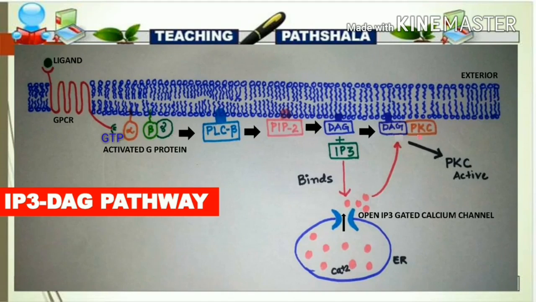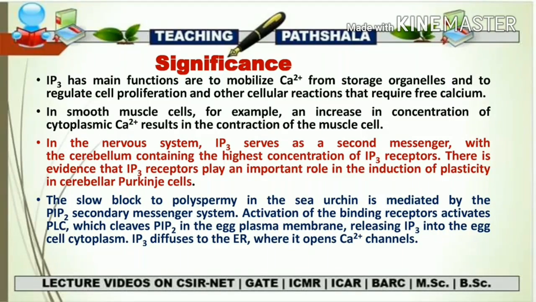Now, the calcium will come and bind to the PKC, and as a result, this PKC will get activated, and now this PKC is ready to phosphorylate its target protein and do a cellular response. Now we are going to talk about the significance of the IP3-DAG pathway. So we have seen that there is a release of calcium ions in a very large amount, as well as activation of PKC, that is protein kinase C.